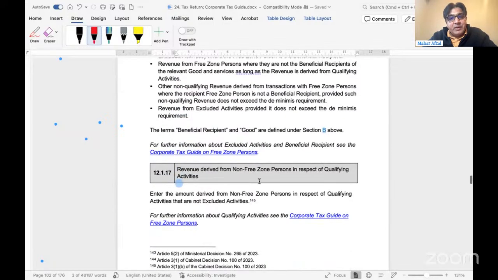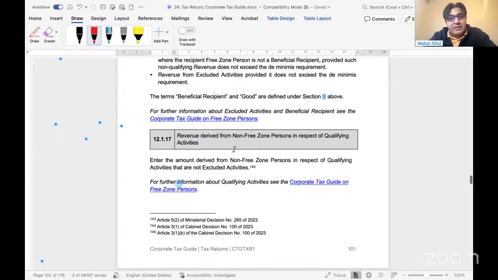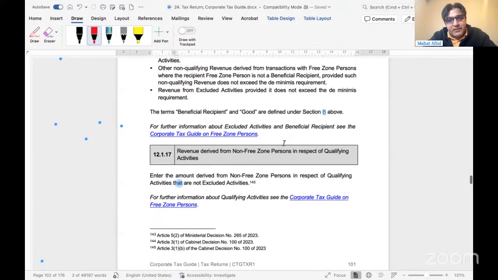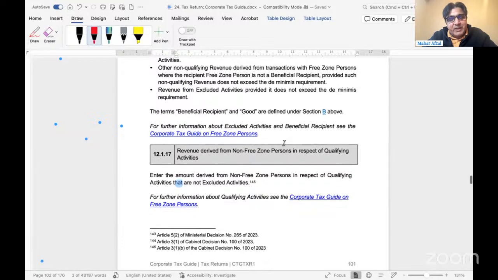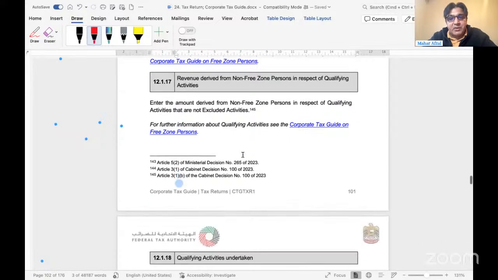Now, revenue derived from non-free zone persons in respect of qualifying activities. It should be a qualifying activity; yes, it should be qualified, as we already discussed. Revenue generated from another free zone person, except a person who is not the beneficial recipient, where the activities are not excluded activities, is qualifying income. Revenue generated from a non-free zone person from qualifying activities will also fall under qualifying income. This question is related to that.